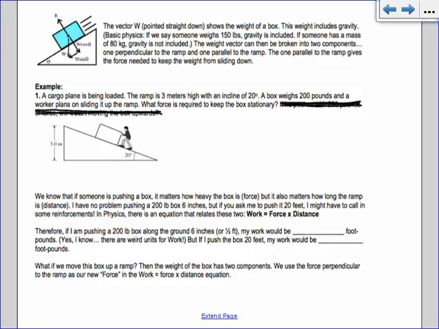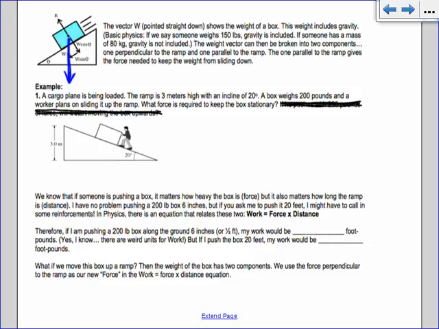All right, so the first thing says the vector W pointed straight down shows the weight of a box. So a vector W is going directly straight down, in the direction of gravity. That's going to be the weight of the box. This weight includes gravity. Something basic to physics, and some of you that have already taken physics will understand this, the others might not, is that if something weighs a certain amount in pounds, gravity is included. But if we talk about something's mass, in kilograms or grams, that doesn't include gravity. So if we have pounds, then we're including gravity, and this is going to be some kind of force.